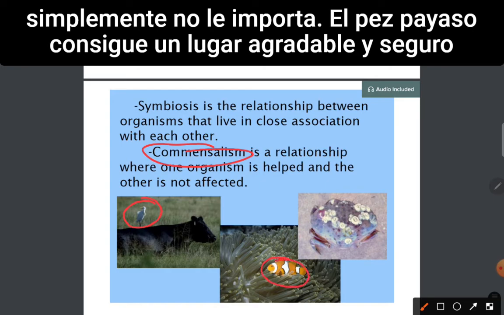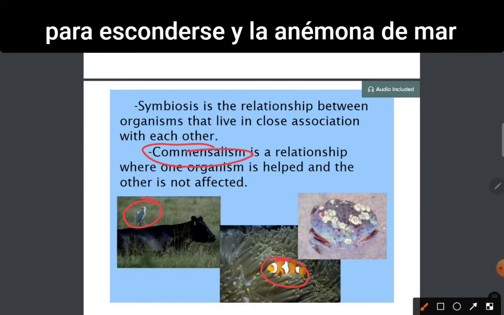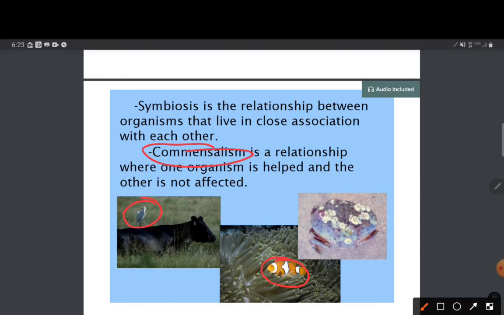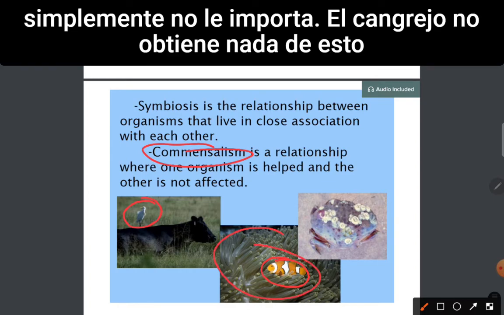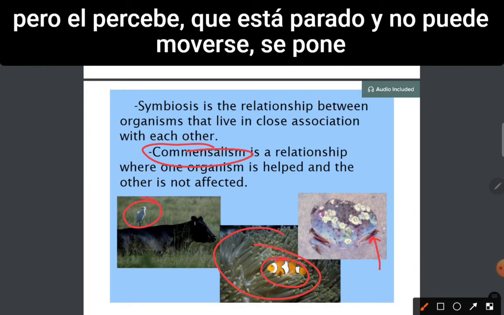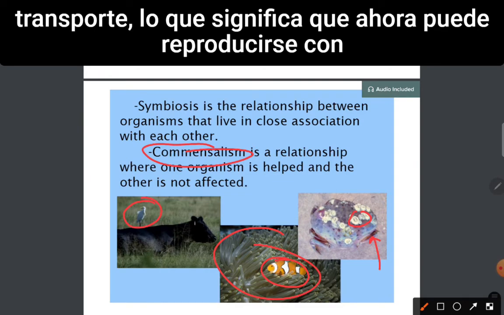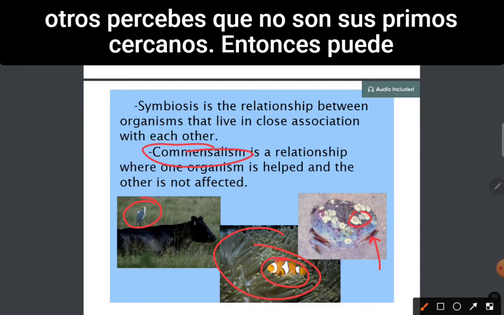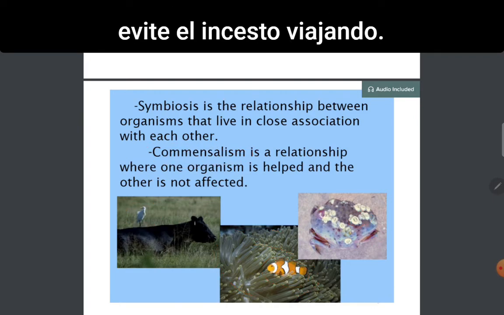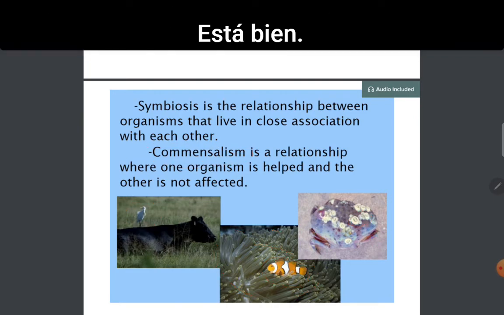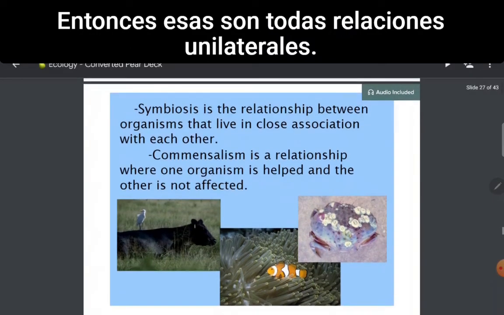The clownfish gets a nice safe place to hide, and the sea anemone just doesn't really care. The crab gets nothing from this, but the barnacle, which is stationary and can't move, gets transportation, which means it can now go reproduce with other barnacles that aren't its close cousins. So it can avoid incest by traveling. All right, so those are all one-sided relationships.